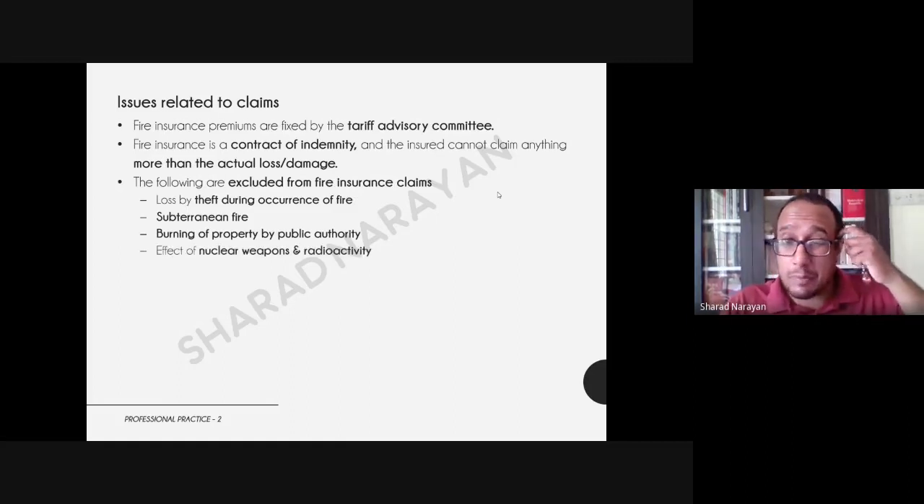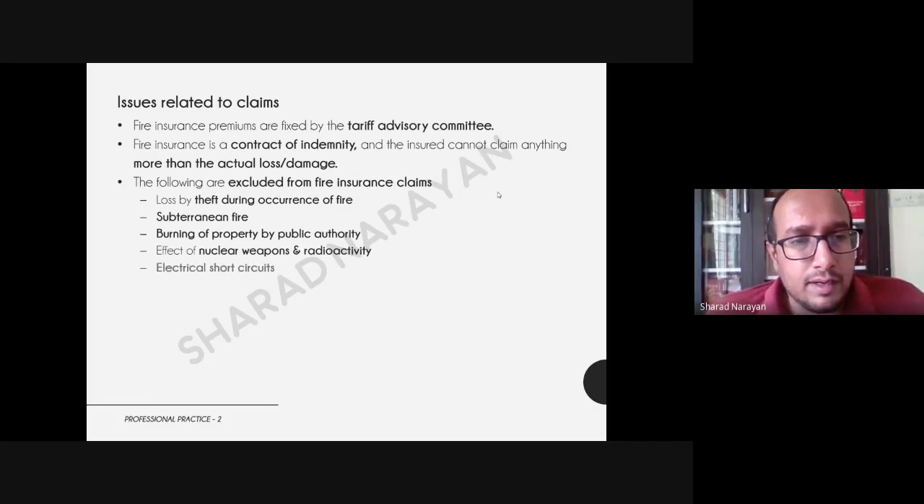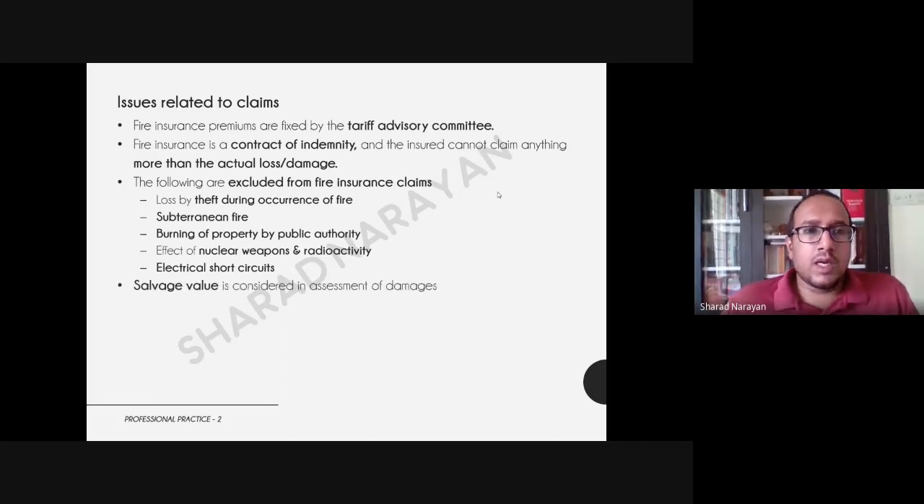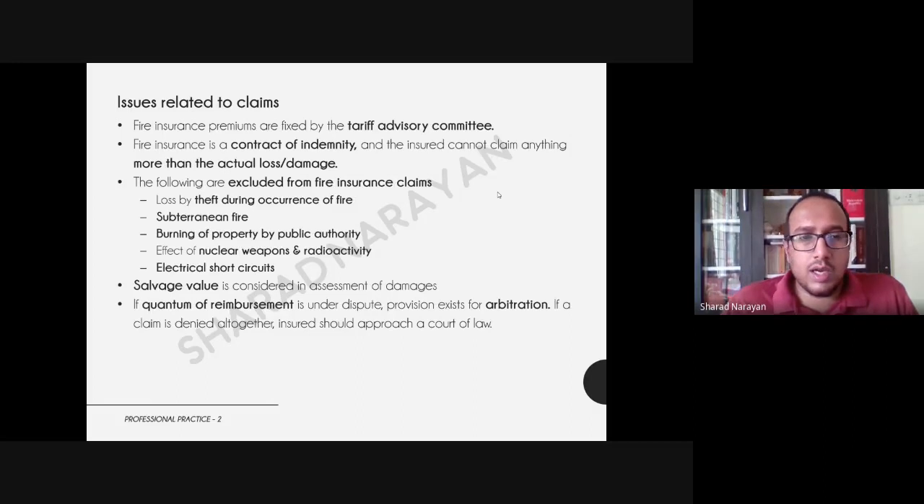Okay. Effects of nuclear weapons and radioactivity cannot be claimed against. Stupid, yes, but such is the world. Okay. Electrical short circuits, which is quite ironic because most of the fire damage happens because of electrical short circuits. In the case of all insurance, salvage value is considered during the assessment of damages. If the quantum of reimbursement is under dispute, a provision exists for arbitration. If the claim is denied altogether, the insured should approach a court of law.